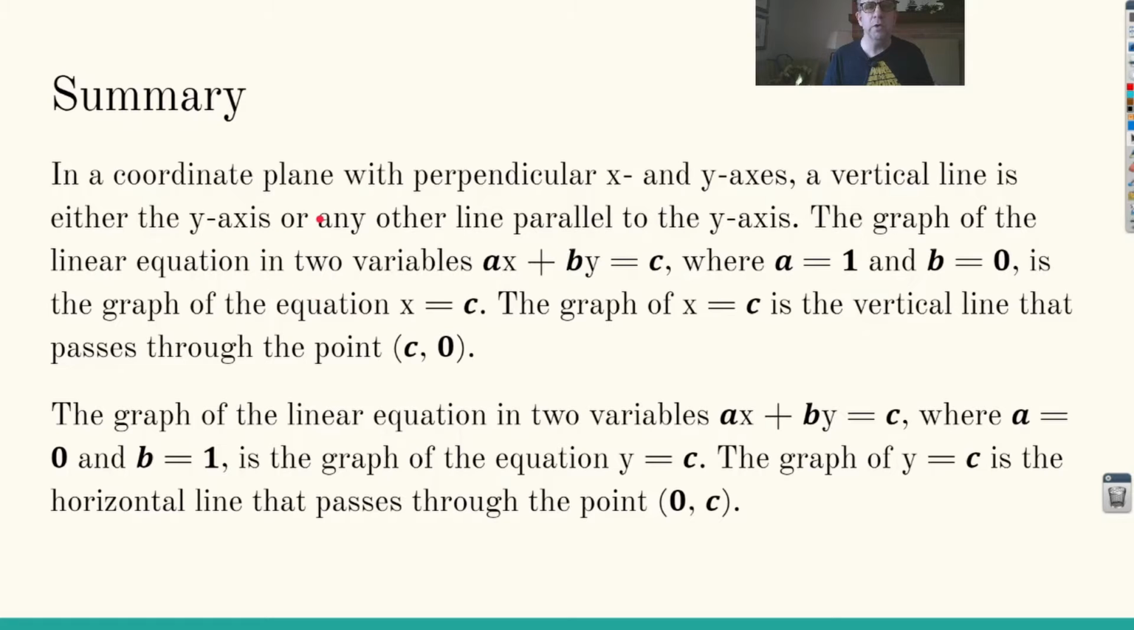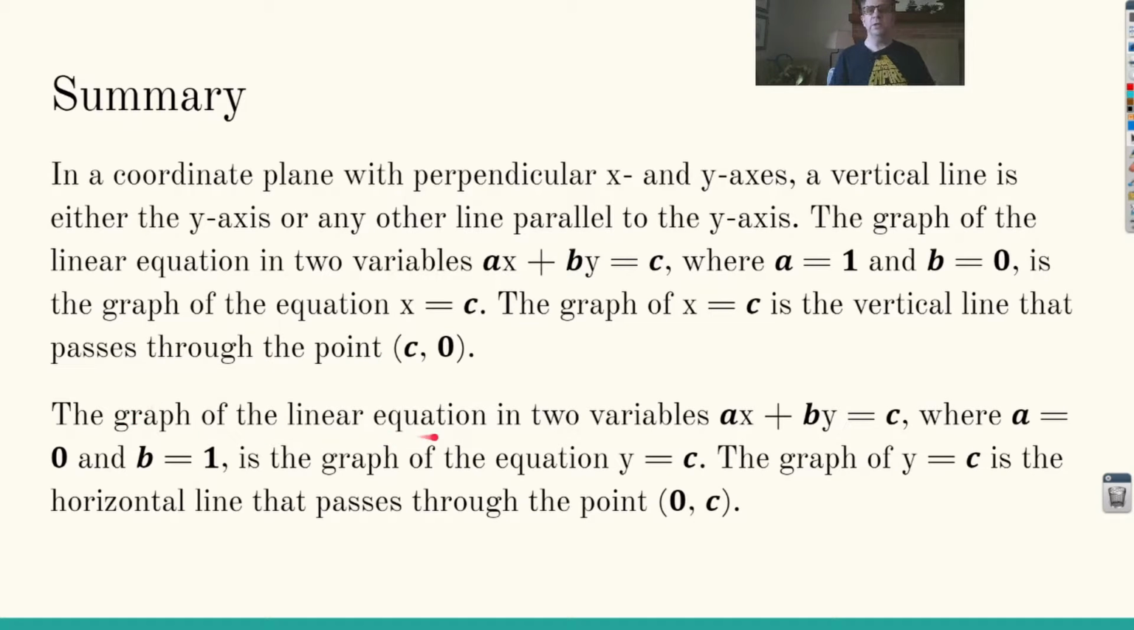Okay? So a coordinate plane has perpendicular axes, the x and y axes, the coordinate plane that you graph on. The vertical line is the y-axis or any line parallel to the y-axis, any line that goes up and down. The graph of the linear equation in two variables, ax plus by equals c, where a is 1 and b is 0, is the graph of the equation x equals c. The graph of x equals c is the vertical line that passes through the point (c, 0).